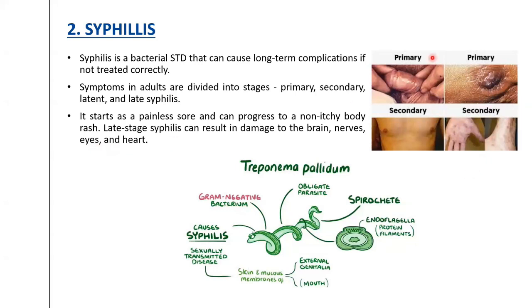So this is the primary disease that started from the genitalia. You can see here the ulcer, a little wound here. It starts as a non-tender or painless sore. Then this one is also a primary ulcer. This one is secondary. As you can see, this disease has spread to multiple areas.